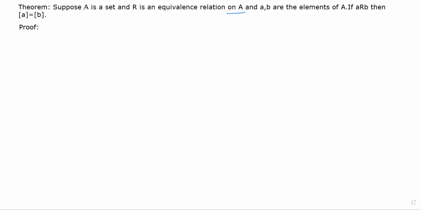Now, there are some things given. A is a set, R is an equivalence relation on A, and a, b are elements of A. And a is related to b. Then we have to prove that the class of a is equal to the class of b.